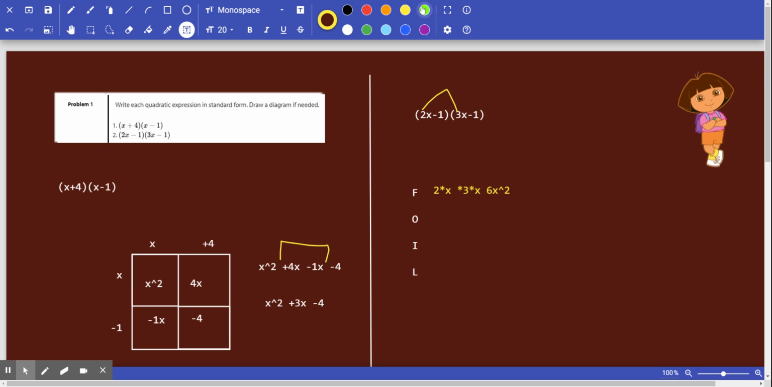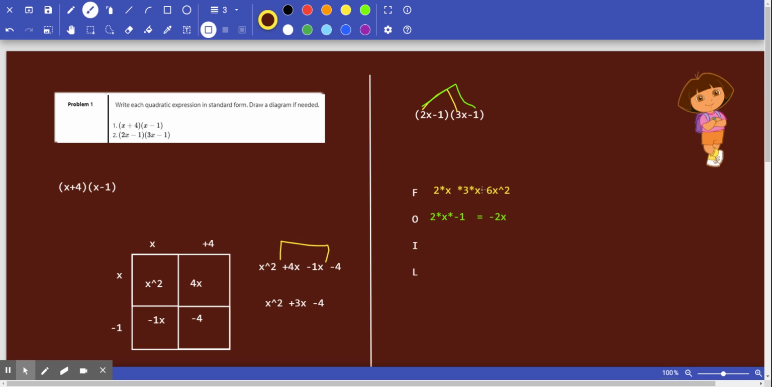Our outer, what is the outer, Dora? That's right. The outer is going to be the 2x times -1. I'll type that up. 2 times x times -1, right? So we can multiply the two numbers together. So our answer at the end, -2x. I did not put an equal sign here in case that was of concern to anyone. I'll just draw a quick equal sign there. Okay.